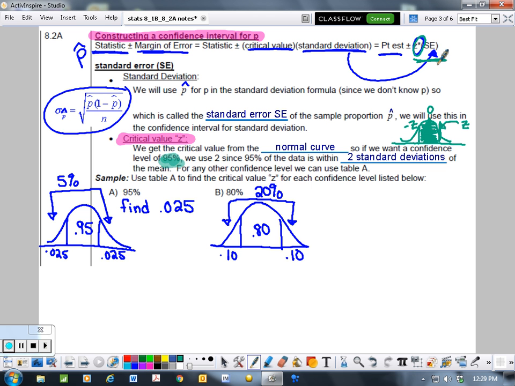So looking at our sample problem: use Table A to find the critical value z for each confidence level listed below. So again, here's our curve.